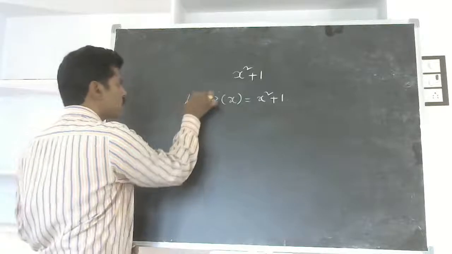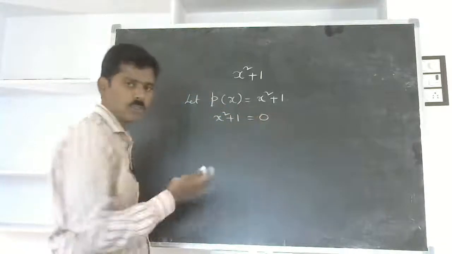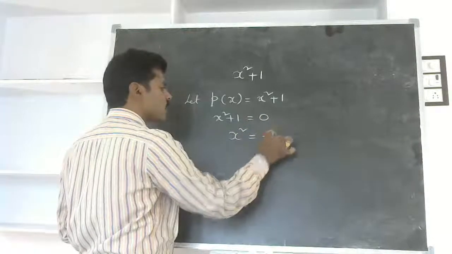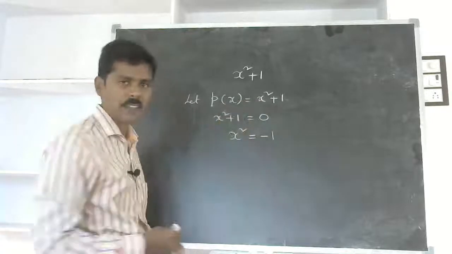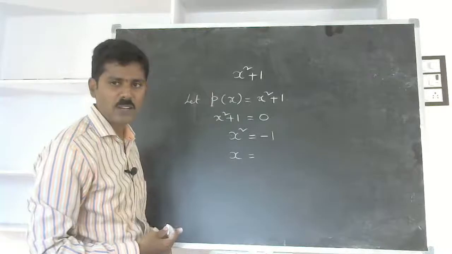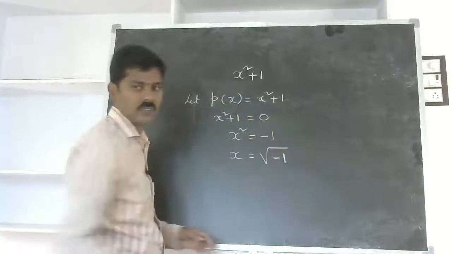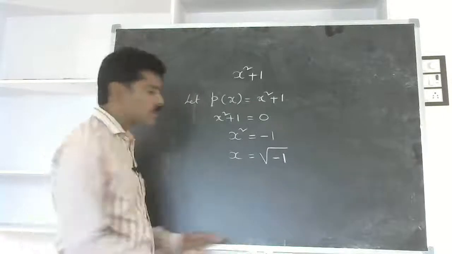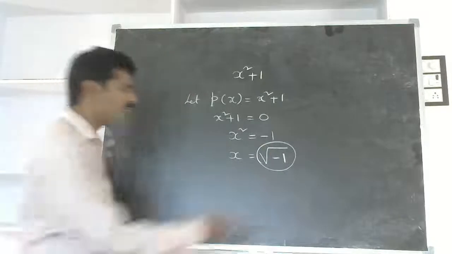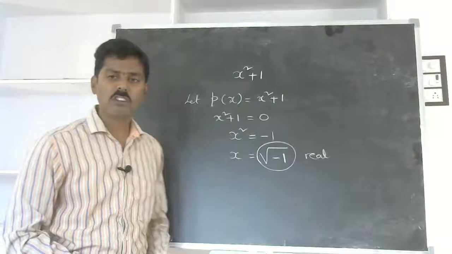So immediately what you have to do is x square plus 1 is equals to 0. You have to take that should be equals to 0. Then I will get x square is equals to minus 1 if you transpose 1 to right hand side. Then if you want x, then x becomes square root of minus 1. If you observe, this square root of minus 1 is not a real number, because you cannot say the value of root of minus 1.